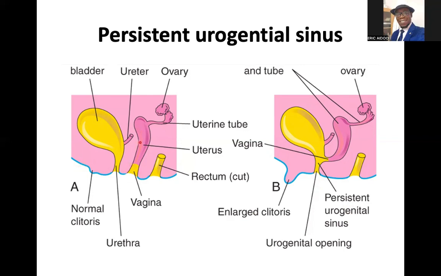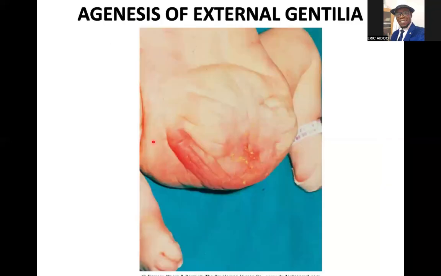So in this normal one, you have the uterus, vagina, and the rectum. The genesis of external genitalia, there's nothing there. So you may not have external genitalia at all. No phallus, no clitoris, no penis, no labia majora, minora, scrotum, and the like.